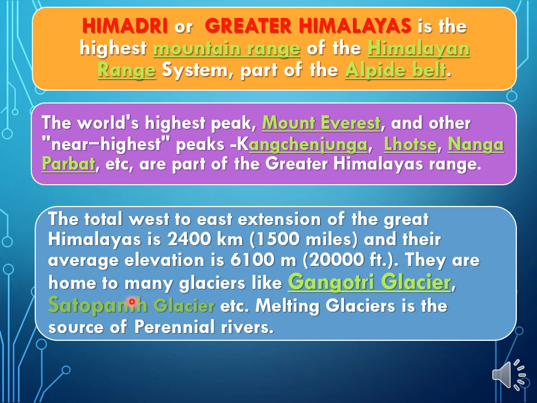They are home to many glaciers like Gangotri Glacier and Satopanth Glacier. Melting glaciers are the main source of perennial rivers.